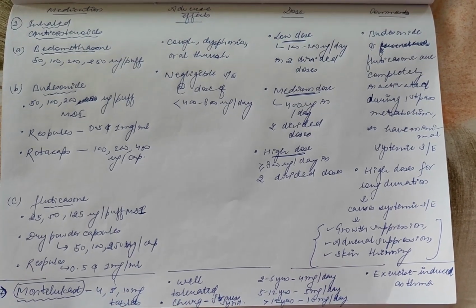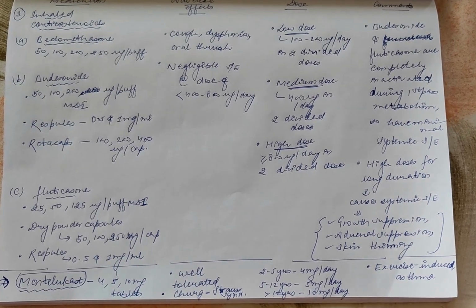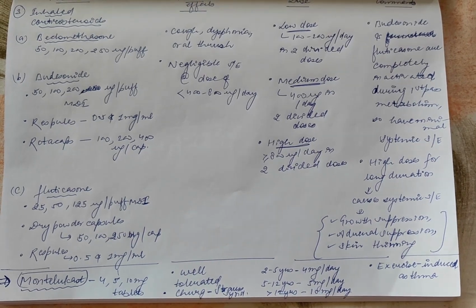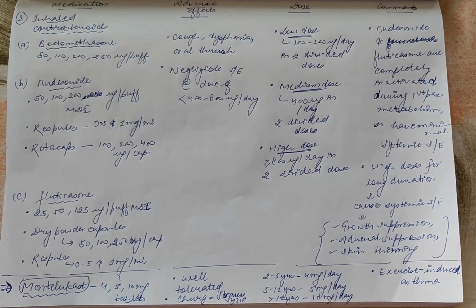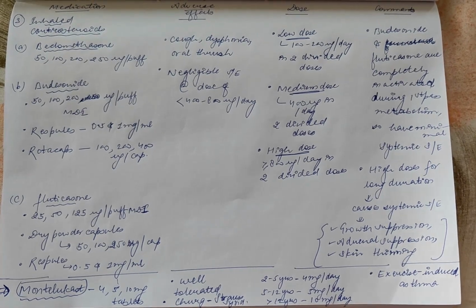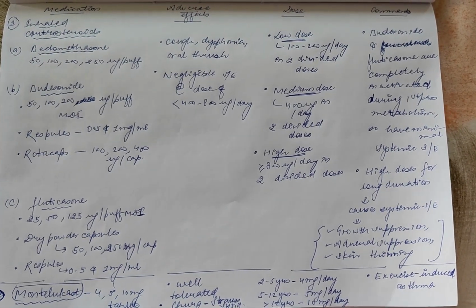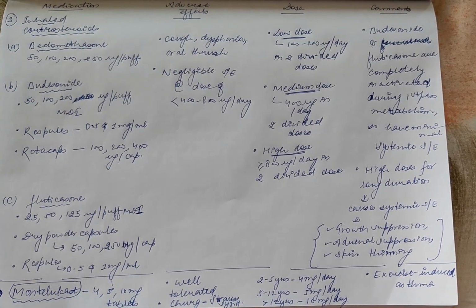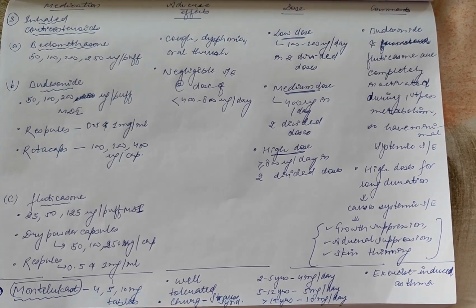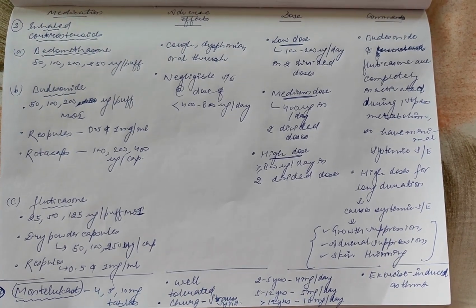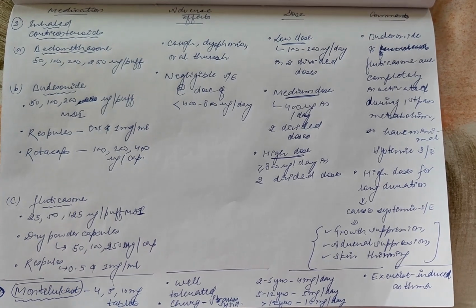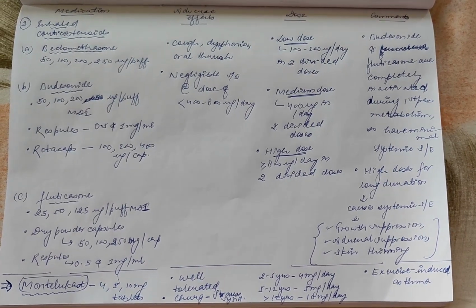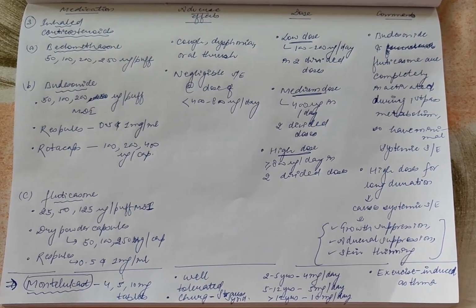Now talking about budesonide, it is available as 50, 100, 200 microgram per puff MDI. Second, in respule form, it is available as 0.5 and 1 milligram per ml. Third, as Rotacap, it is available as 100, 200, 400 microgram per capsule. And next, we will talk about fluticasone. Fluticasone is available as 25, 50 and 125 microgram per puff MDI. As dry powder capsules, it's available as 50, 100 and 250 microgram per capsule, and respules 0.5 and 1 milligram per ml.